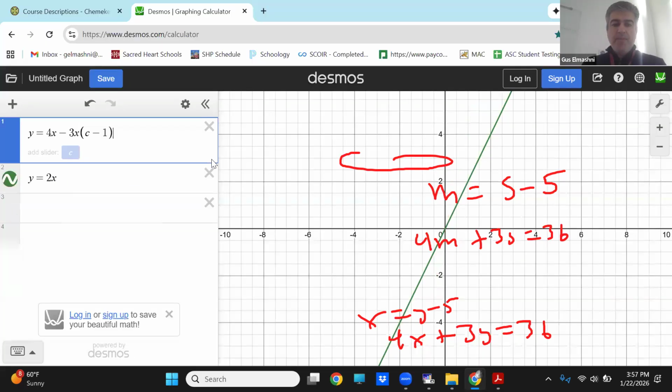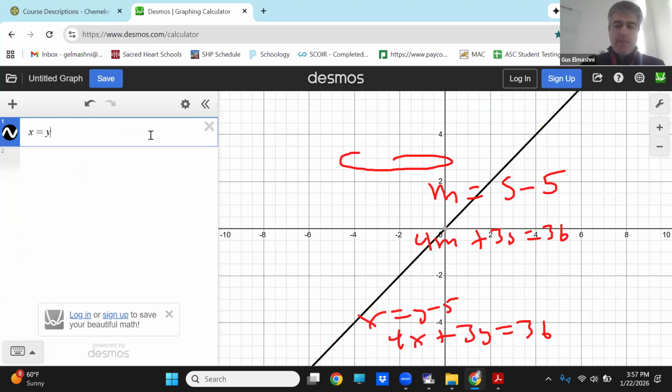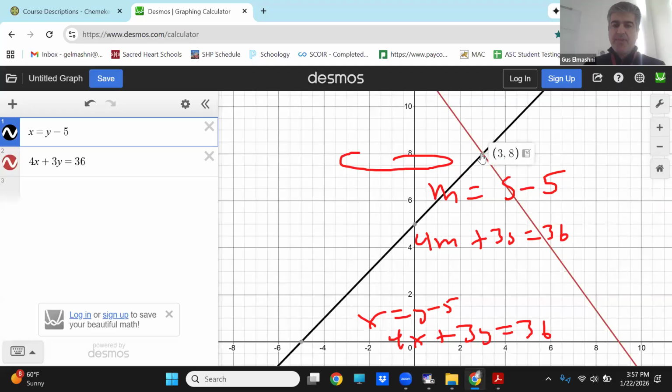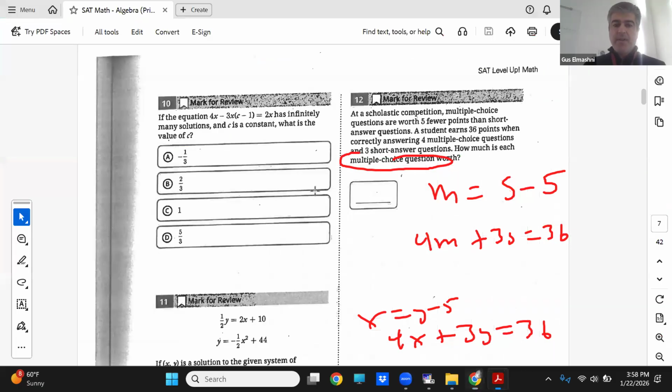So if I put it in, here we go. X equals Y minus 5. 4x plus 3y equals 36. Find where they touch. And you want multiple choice, which is x. So multiple choice is 3. And the answer is 3.